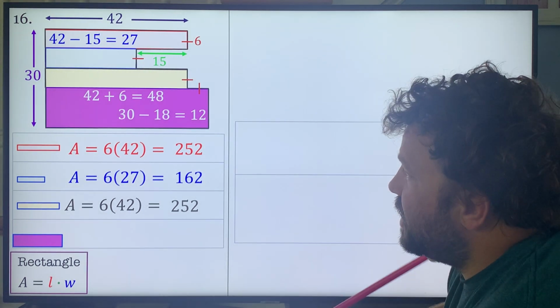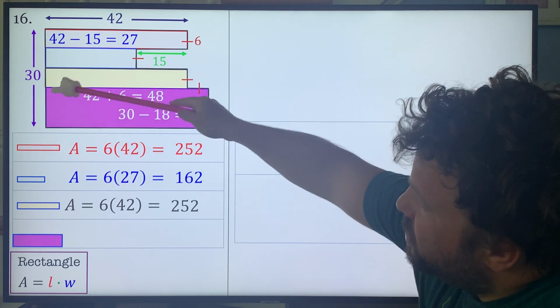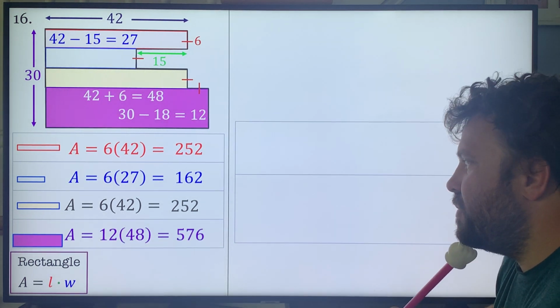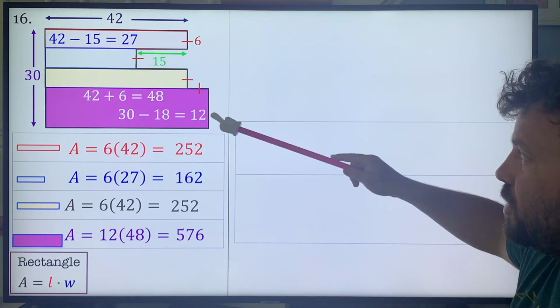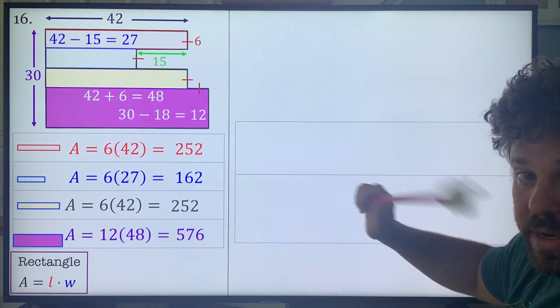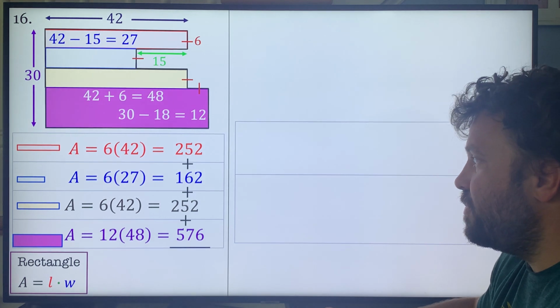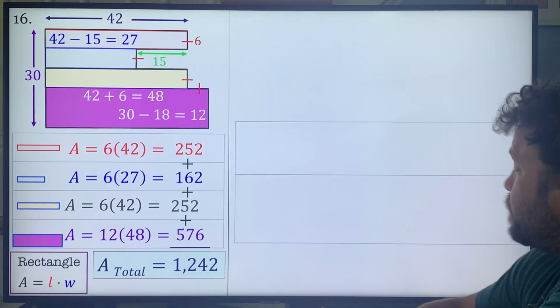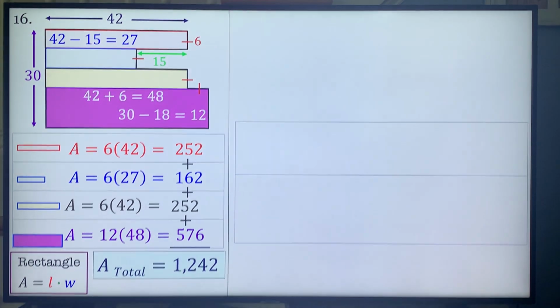So 30 minus 18 is 12. So this is 12, and this is 48. Area equals 12 times 48, 576. Because these are not overlapping and you're not taking them away, you're adding them together. And your final answer is 1,242. All right? Now, I want you guys to try number 17.